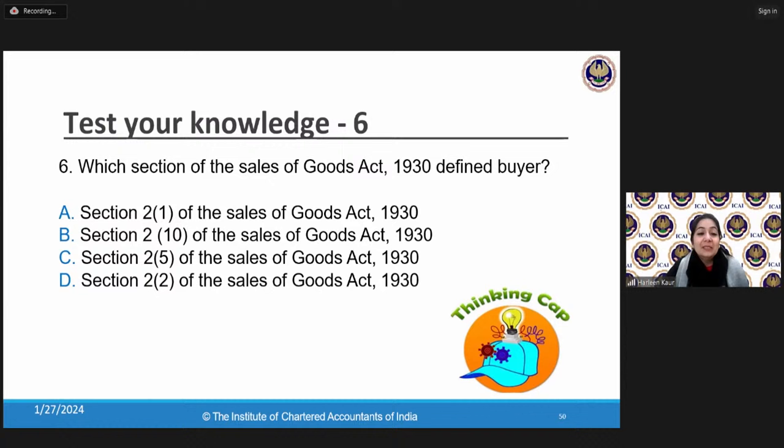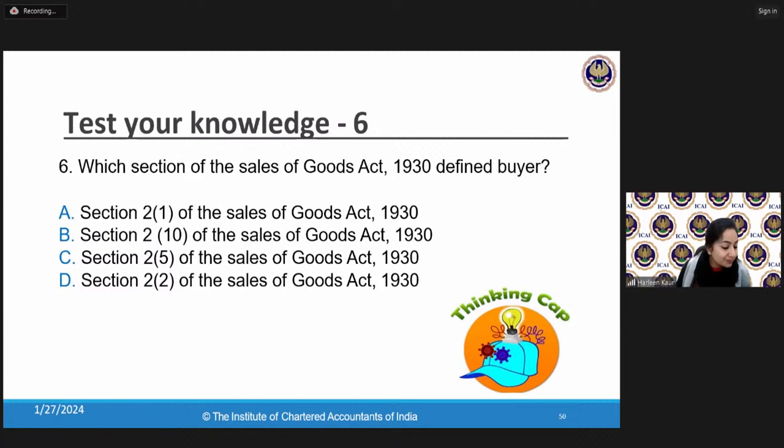Okay, now which section of the Sale of Goods Act defines buyer? Quickly tell me. It's not compulsory to learn the sections, but you all know section 2 gives you the definitions. But which subsection gives you the definition of buyer? You have to tell me quickly. It's not compulsory to learn the subsections, but just for your knowledge, since we have just done it today, you should be having a good knowledge of who is the seller, who is the buyer. The definition of buyer is given under section 2, subsection.